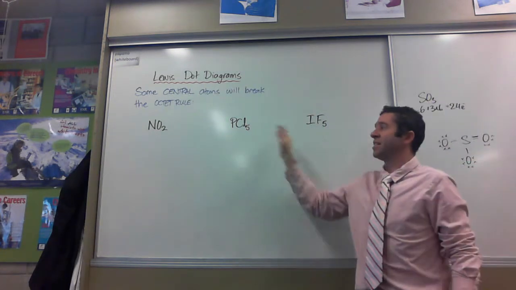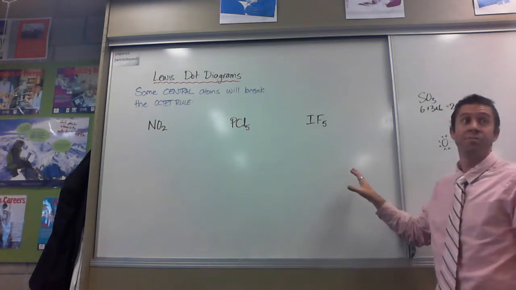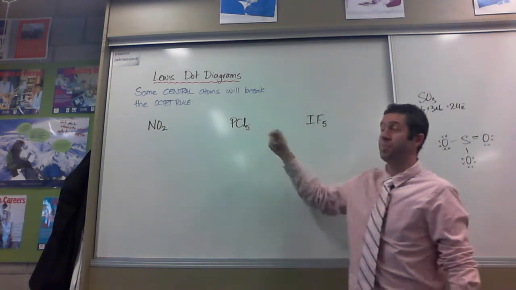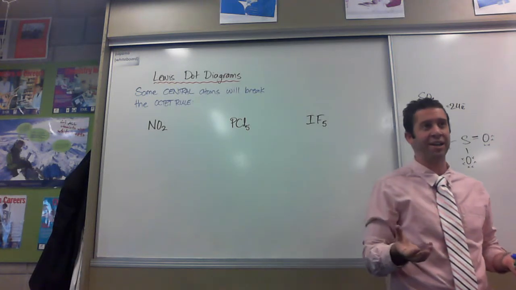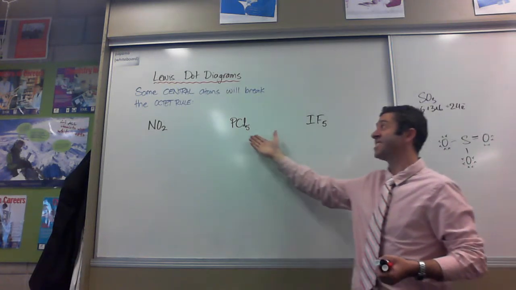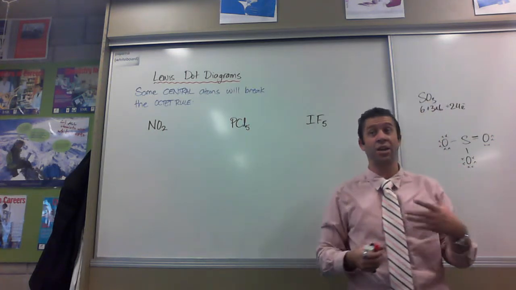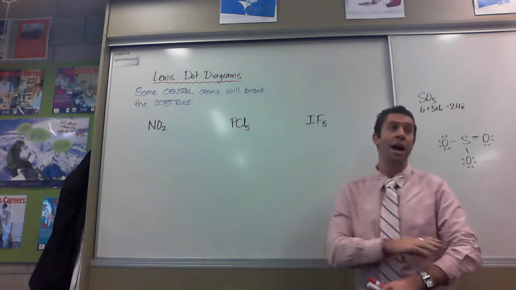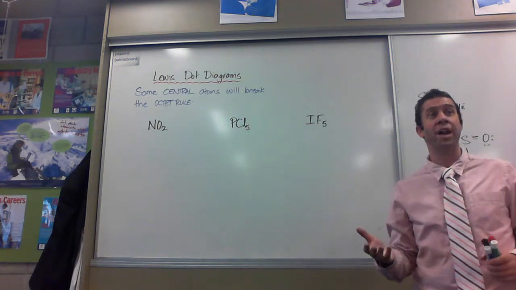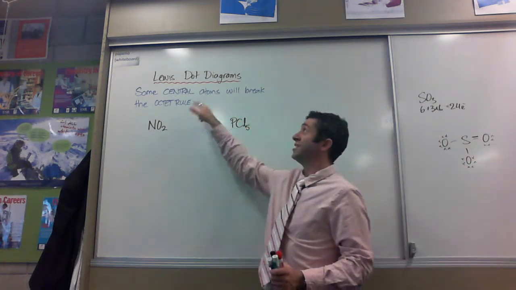Now, those last 2 automatically scream out to you that they must have something funny happening, because there's 5 things bound to a central atom. So how could that be the octet rule? If a bond is a paired electron, then they must have at least 10 electrons around the central atom. And basically it's because the d orbital is being involved in bonding in these cases. And you've got things like hybrid orbitals and all that.